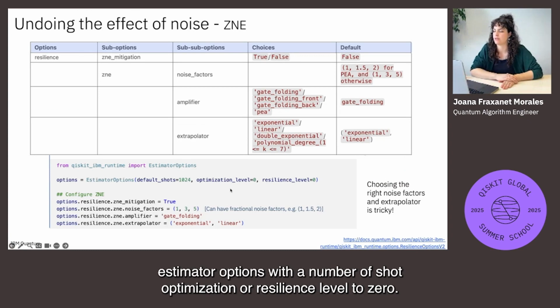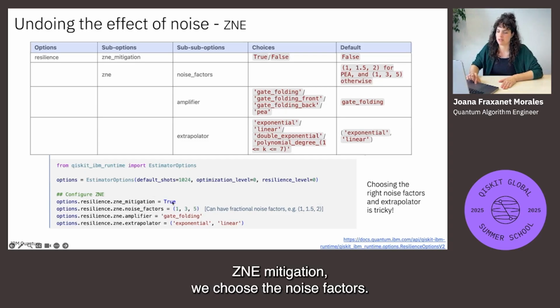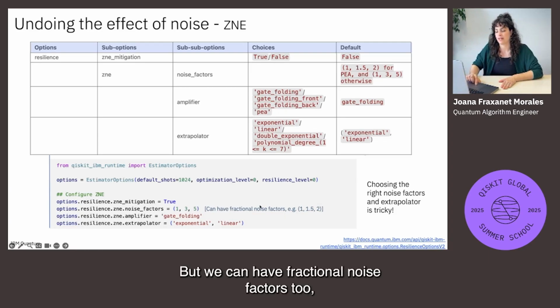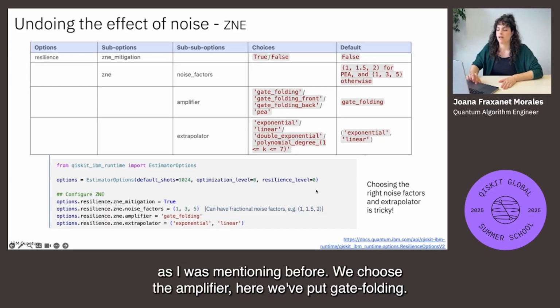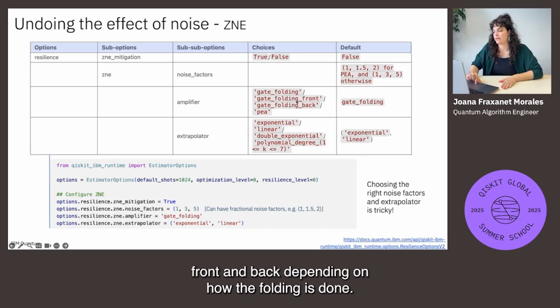So if we wanted to enable ZNE, we would define estimator options with a number of shots, optimization and resilience level to zero, as every time that we've shown this. And then we activate the resilient ZNE mitigation. We choose the noise factors. So we have 1, 3, 5 in this case, corresponding to gate folding, but we can have fractional noise factors too, as I was mentioning before. We choose the amplifier. Here we've put gate folding, but we could have PEA too. And we can have gate folding front and back depending on how this gate folding is done.